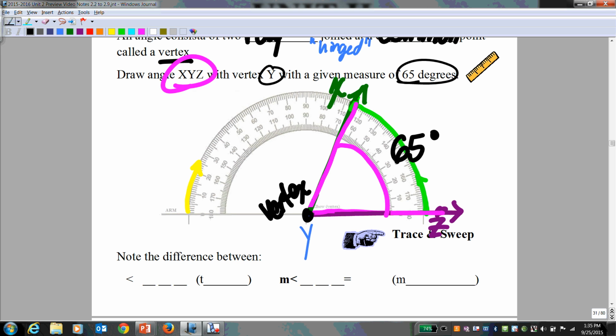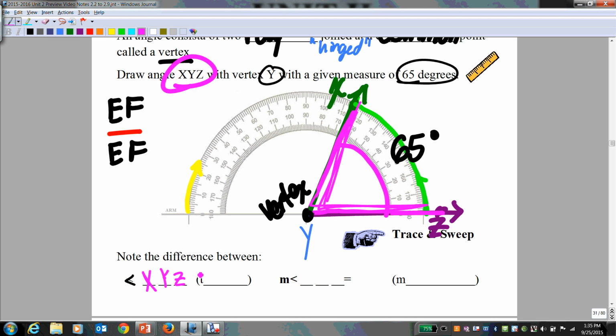Now, there's a difference in notation. Just like in segments, there is a difference in notation between EF and EF with a segment above it. If I want to talk about the physical angle itself, the physical arms of the angle, I would write it like this. Angle, and I write X, Y, Z. Notice you always put the vertex or the hinge in the middle. This represents the thing of the angle.